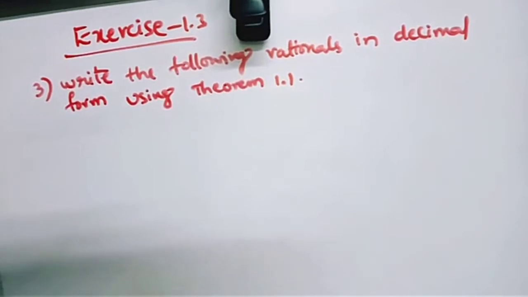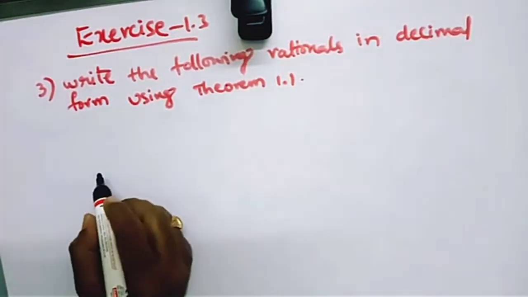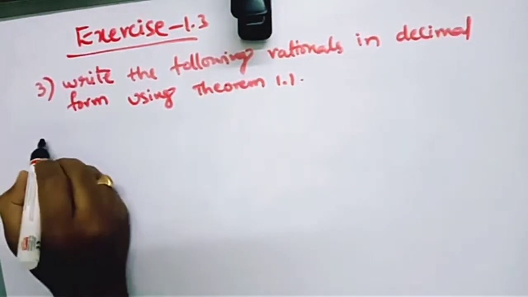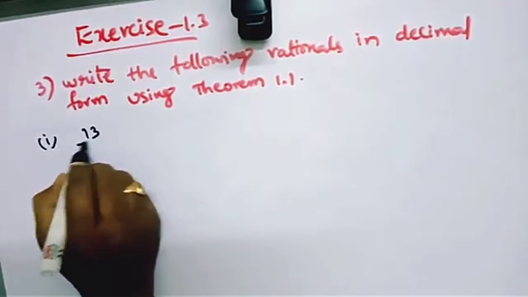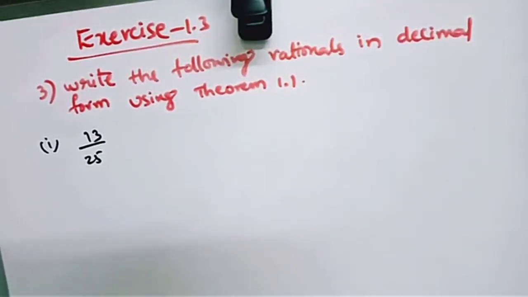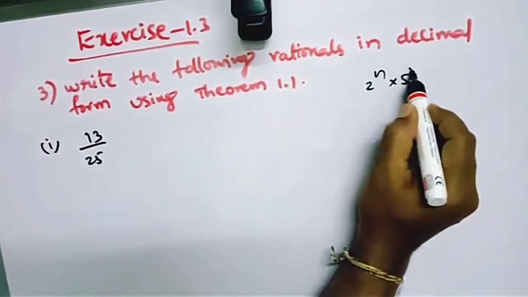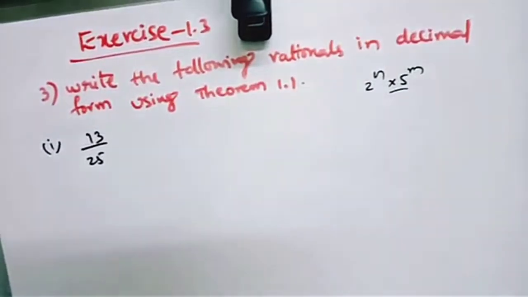Next, third bit: write the following rationals in the decimal form using theorem 1.1. The first question is 13 by 25. So how can we write the decimal form without doing divisions? Simply convert the denominator into the form of 2 power n and 5 to the power of m. Then you can write the decimal answer.